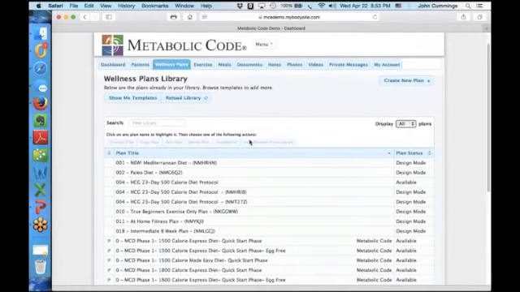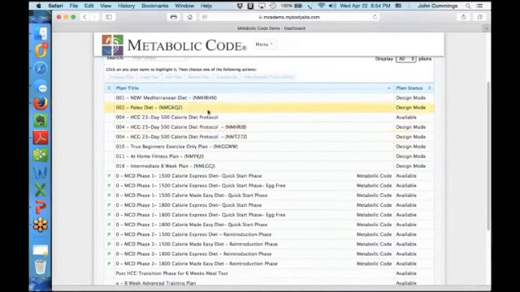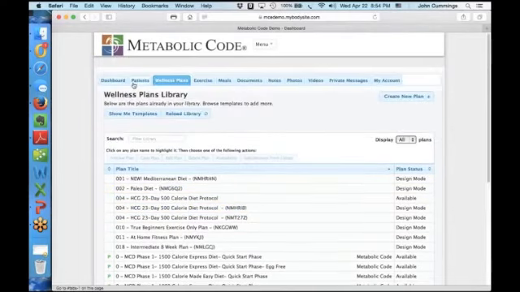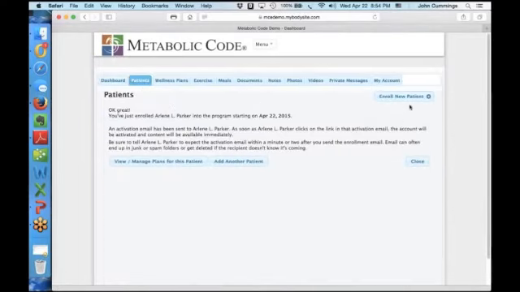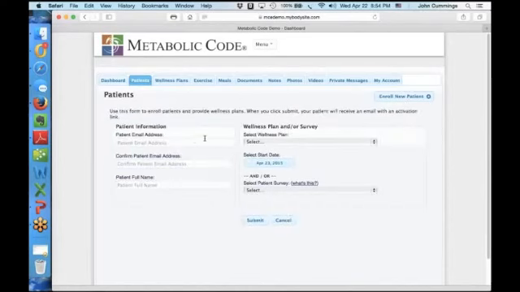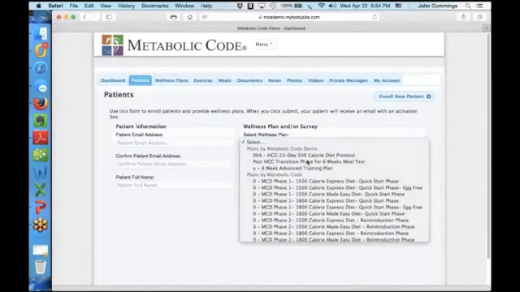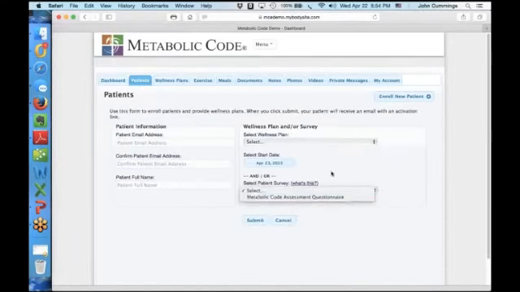So that library is available to you. Unlimited plans. You can change all of these non-premium templates to suit your needs. Maybe you don't like the paleo diet exactly the way it's written. You can customize it. You can build your own exercise plans. And then you can have inside of this an unlimited number of patients that you can enroll in just one click. Pick a plan, pick the survey, and just hit submit to enroll them and start that conversation going.